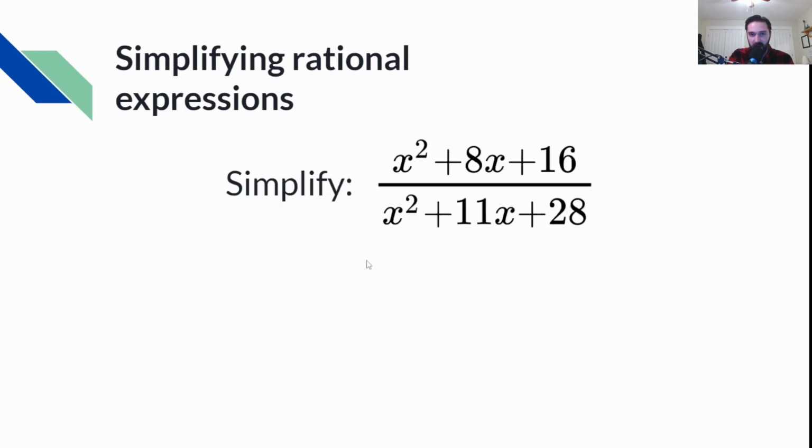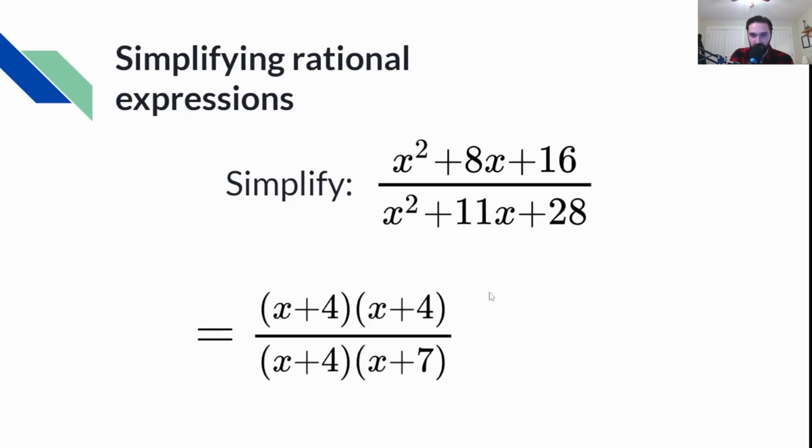So here we're asked to simplify this rational expression from the previous screen. To simplify this, we need to turn these terms into factors. It's much easier to deal with factors than terms when we simplify these things. These trinomials are both factorable, so we can go through trial and error to show that the top can be factored like this and the bottom can be factored like this.